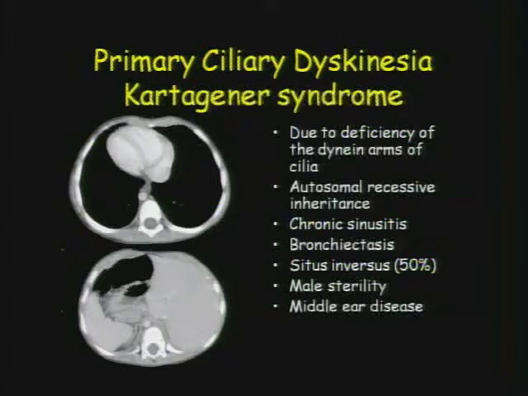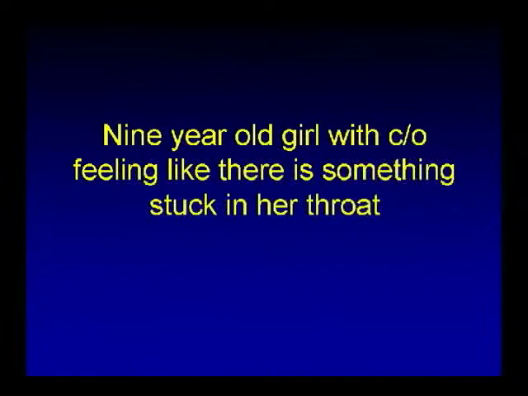It's autosomal recessive in its inheritance. They have chronic sinusitis, bronchiectasis, situs inversus, male sterility, and they often will have associated middle ear disease. Next case is a 9-year-old girl who's complaining that she feels like there's something stuck in her throat.